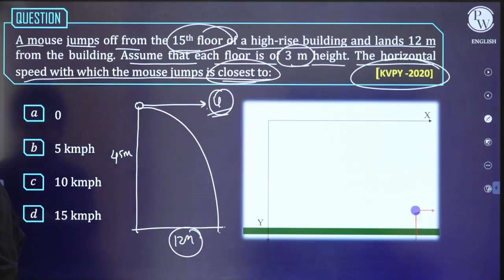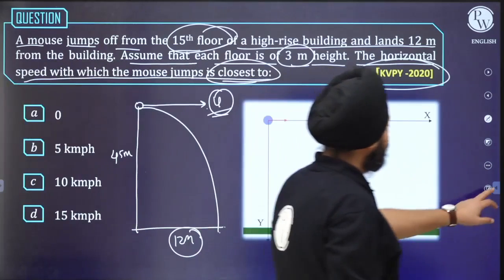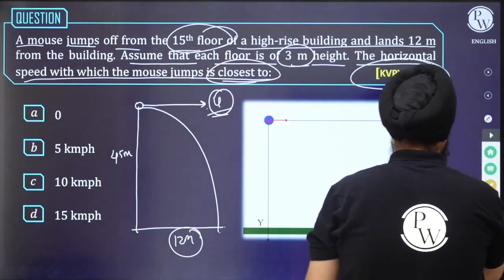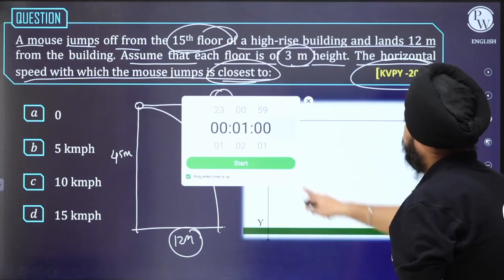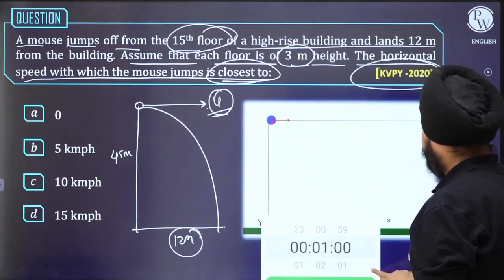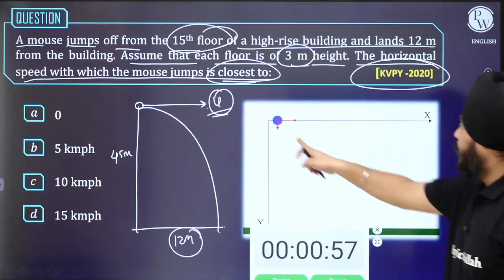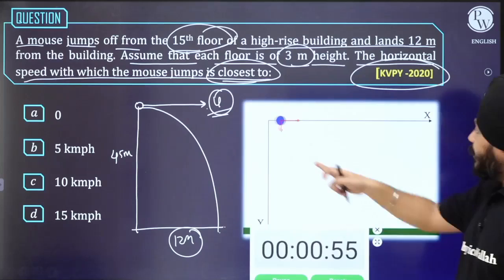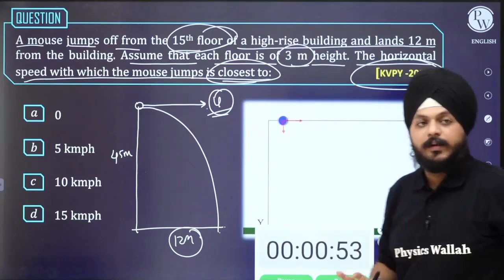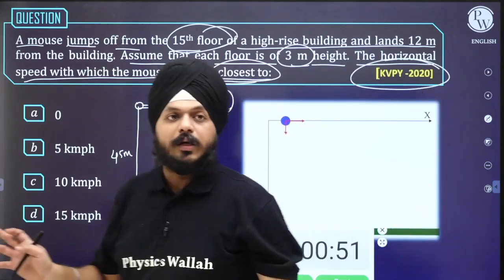One minute to the question, and guys, this will be the last question for today's session, right? Okay, the visual of the oblique projectile motion is appearing. See, this is how the mouse is jumping. This height is 45 and this is 12. Okay, so the countdown begins here.